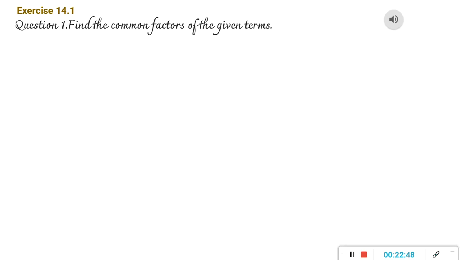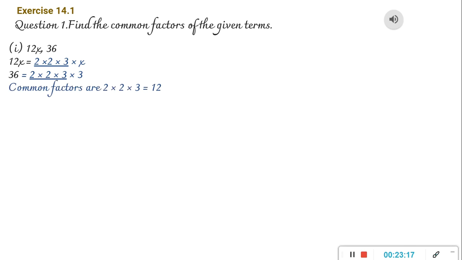So the first question is 12x and 36. This one we have already done, right? The factors of 12x we already took: 2 into 2 into 3 into x. And 36 is 2 into 2 into 3 into 3. Then what is common here? The common factors are 2 into 2 into 3. That means 2 twos are 4, 4 threes are 12. So the common factor of 12x and 36 is 12. Clear?